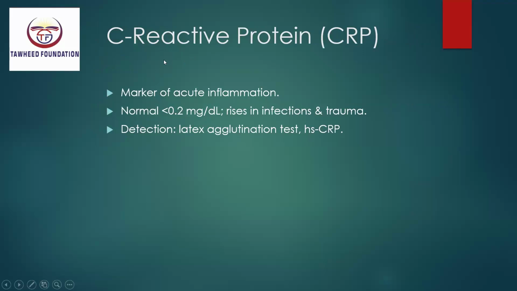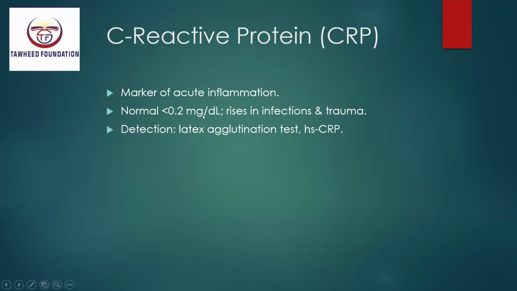C-reactive protein. C-reactive protein is an example of acute phase reactants that rise in acute inflammatory conditions, including bacterial infections. It belongs to the beta globulin family. Markers of acute inflammation: normal is less than 0.2 mg per dl, and it rises in infections and trauma. Detection is by latex agglutination test, HS-CRP.